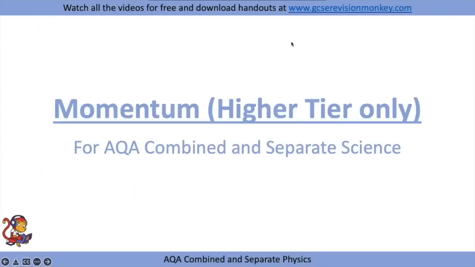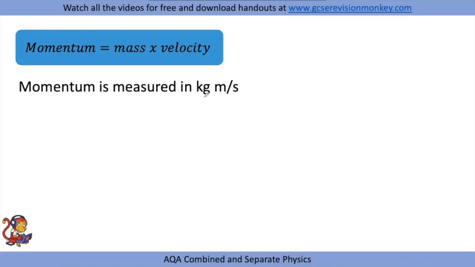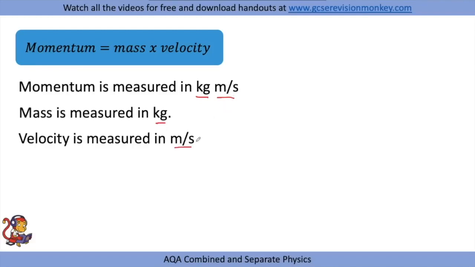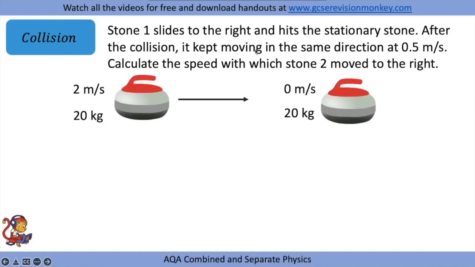Momentum. Momentum is equal to mass times velocity. Momentum is measured in kilogram meters per second, which is the unit for mass multiplied by the unit for velocity. So you just write the two next to each other. Mass is measured in kilograms and velocity is measured in meters per second. The conservation of momentum says that the total momentum before an event is equal to the total momentum after the event. Now let's look through some worked examples for momentum calculations.